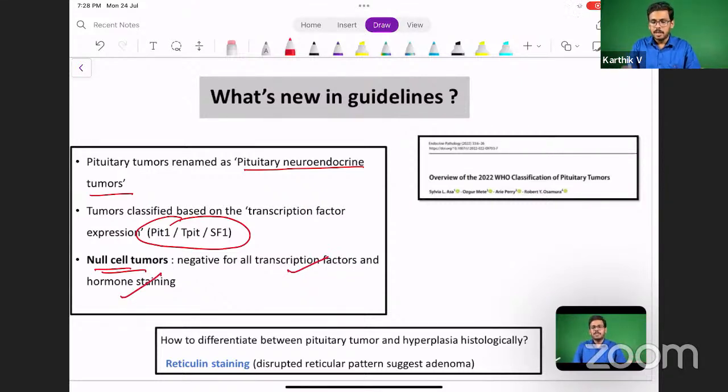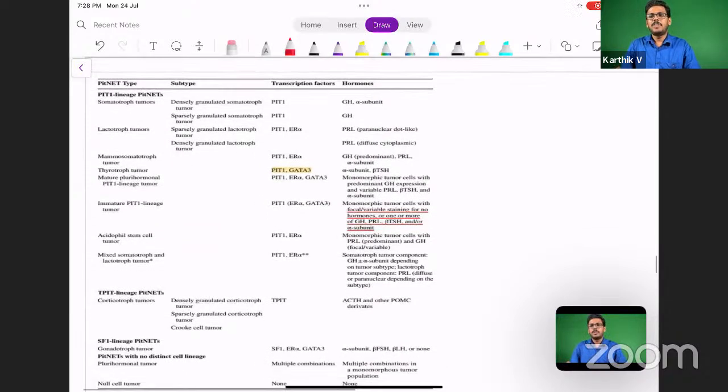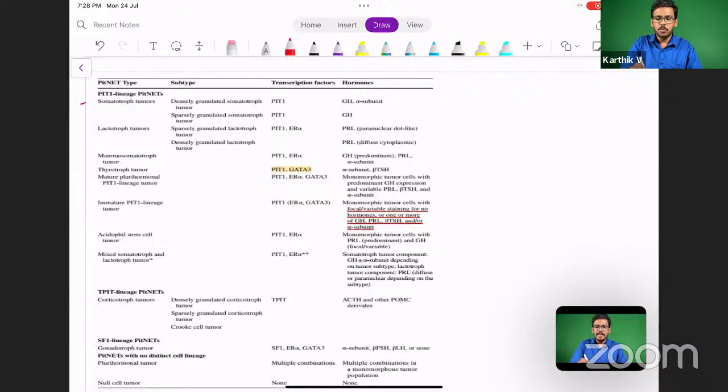And one more potential question is, when you have a large pituitary mass and you are not sure whether it is an adenoma or just a hyperplasia, the histopathological staining that helps you differentiate between the two is the reticulin staining. If the reticulin framework or pattern is disrupted within the pituitary, that is likely due to pituitary adenoma, whereas hyperplasia occurs as proliferation of cells with an intact reticulin framework. That is a very important point. This classification, I am not going into detail, which we have discussed in the long videos: PIT1, TPIT, SF1 lineage tumors, etc.